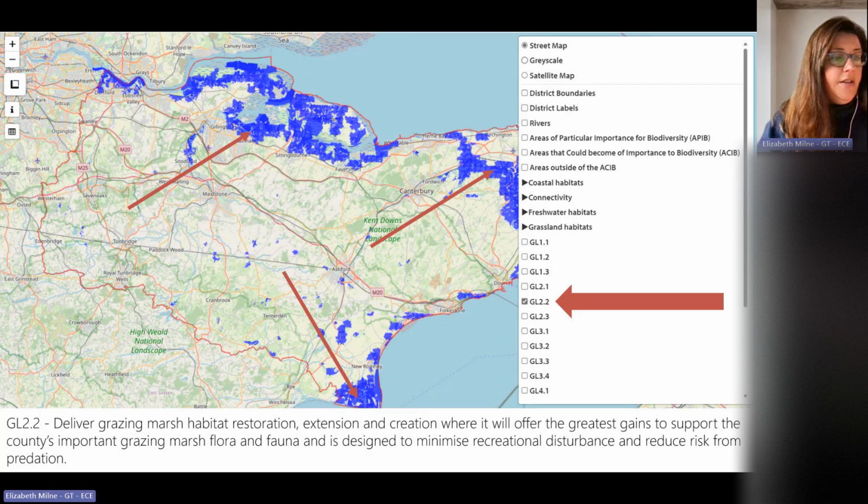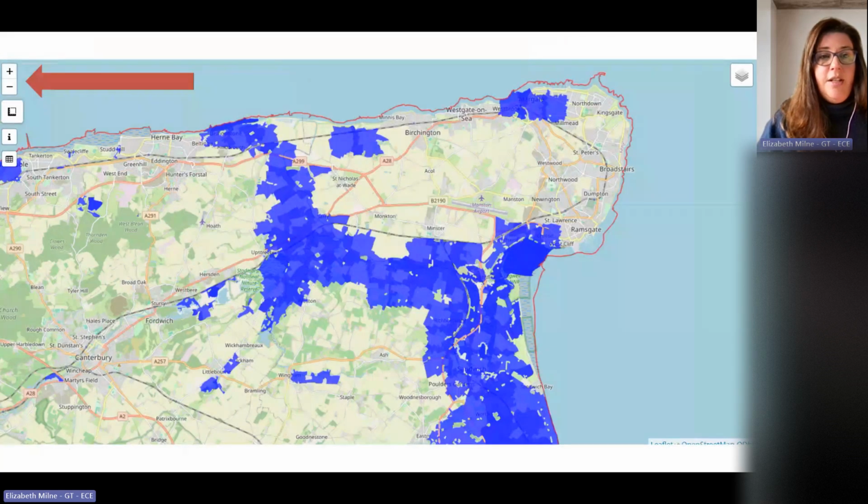So you can see that that particular potential measure has been identified in various locations around the county. And by using the zoom in and out buttons at the top, you can really zoom down to see exactly where in the county that measure has been identified as an opportunity.